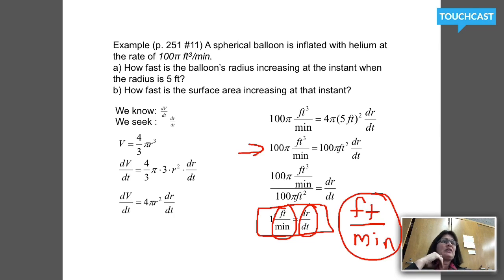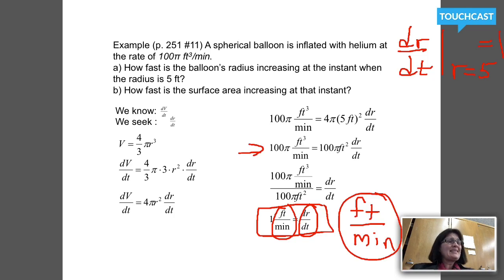I have a second question. How fast is the surface area increasing at that instant? So let's write this notation. I'm going to write it here so I remember. dr/dt. And then I'm going to erase the slide and do this part B. And that was, when r equaled 5, 1 foot per minute.